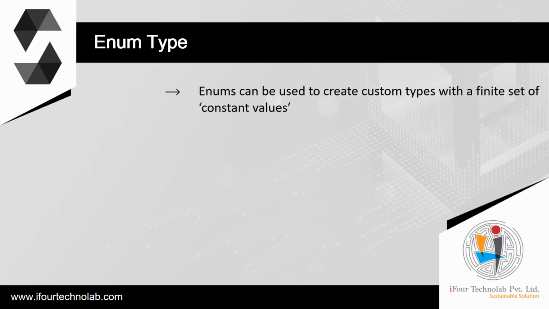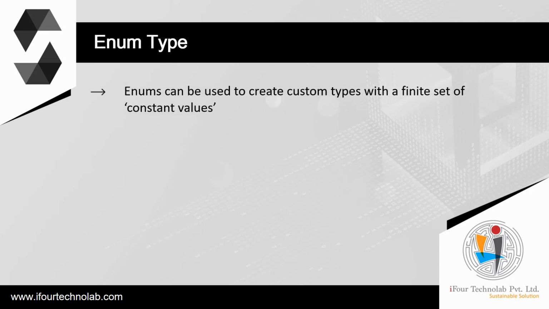Enums can be used to create custom types with a finite set of constant values. Enum type can be used to create own set of values that can be assigned to a variable. It is one way to create a user-defined type in Solidity. They are explicitly convertible to and from all integer types, but implicit conversion is not allowed. The explicit conversion from integer checks at runtime that the value lies inside the range of the enum and causes a failing assert otherwise.